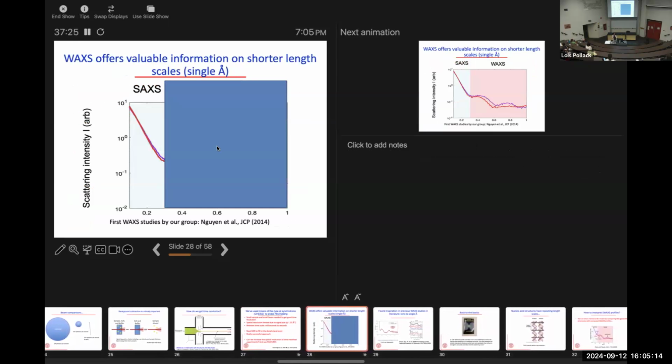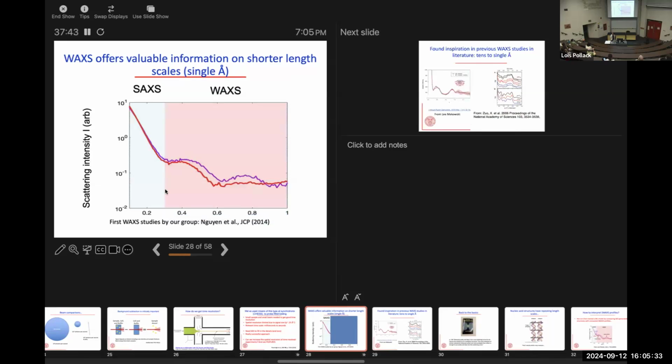SAXS profiles are wonderful. I love them, but they're largely featureless. This is just a monotonically decaying curve, right? And so you can look at that and think, well, I can fit a lot of things through there. It's not ideal. You get a lot of information, but it's not ideal. But if you go out to wider angle, all of a sudden you start seeing these bumps and wiggles that appear, okay?